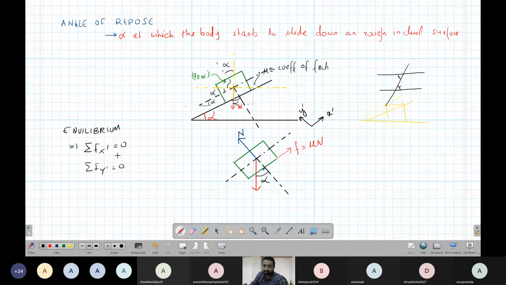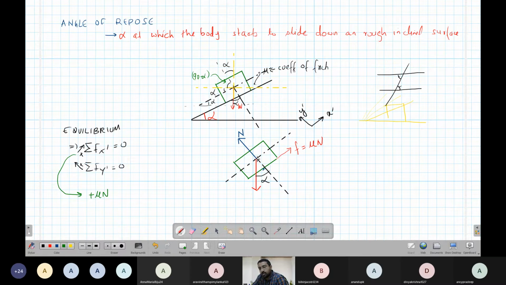Now, what are the forces in the X direction? This is the X direction, positive, and this is the Y direction, positive. In the X direction, there is a friction force, mu times N. That is positive because it is towards the right. Then we have another force.